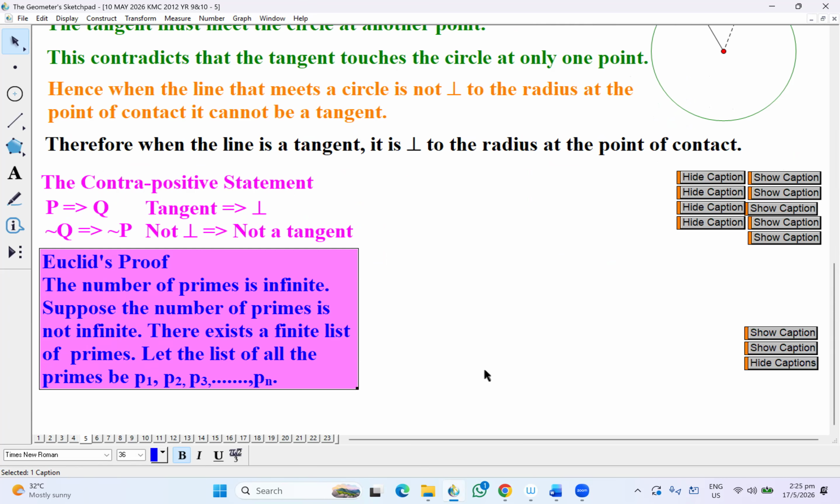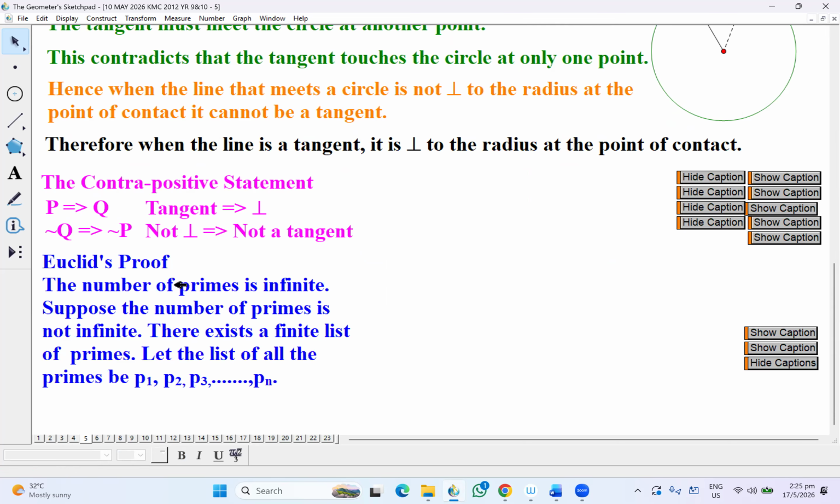Okay, now we go and talk about Euclid's proof. The number of primes is infinite. How to prove? Euclid also used this method of contradiction. You cannot prove directly, so you prove indirectly. Suppose the number of primes is not infinite. Then finite means there is a list of primes. Let the list of all the primes be P1 up to Pn, finite. Can list all of them.